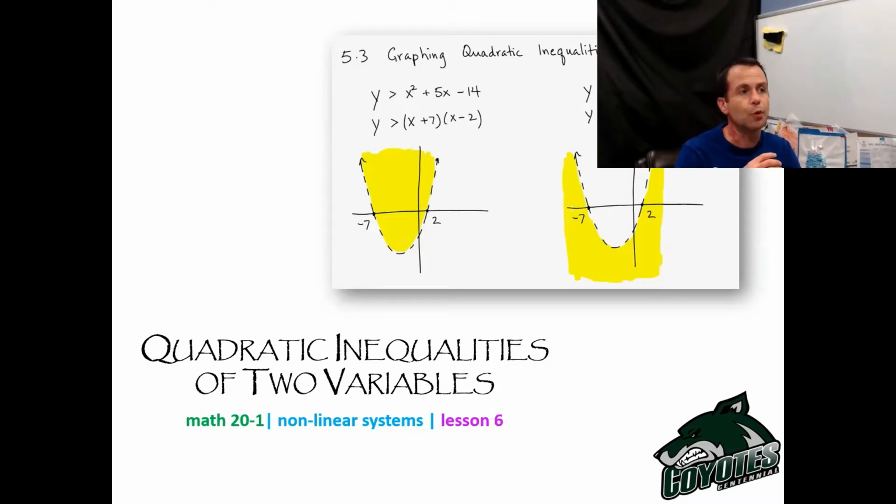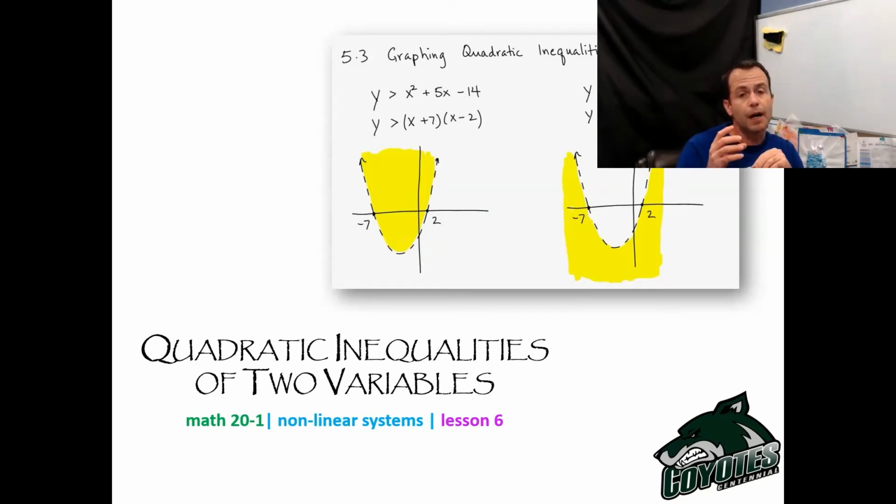And then what we did there was, because I said y is greater than 2x plus 3, and it didn't say equals, we would have a dotted line. So I would draw the line y equals 2x plus 3 as a dotted line, and then I would shade above it because I said greater than, okay? Today's very similar to that, okay? Except we're dealing with quadratics.